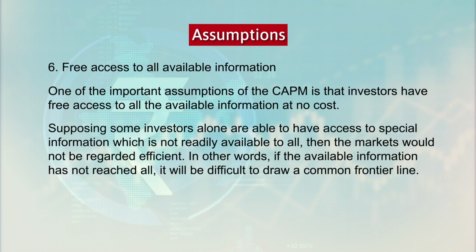Supposing some investors alone are able to have access to special information which is not readily available to all the investors in the market, then the markets would not be regarded as an efficient market. In other words, if the available information has not reached all, it will be difficult to draw a common efficient frontier line.